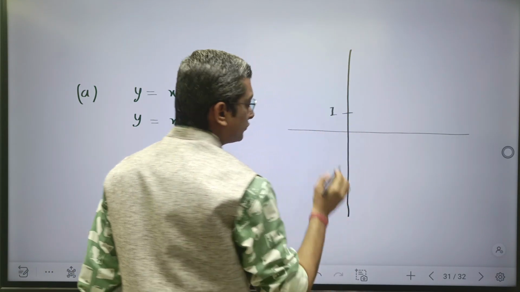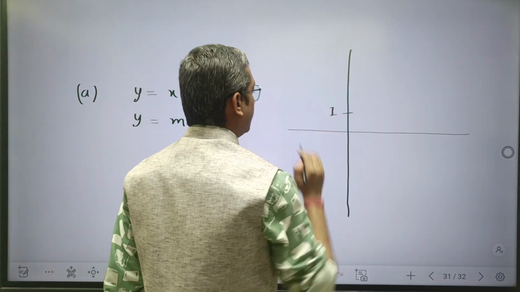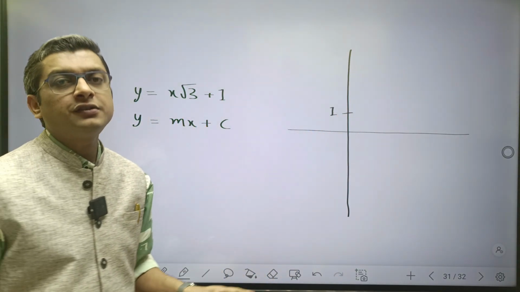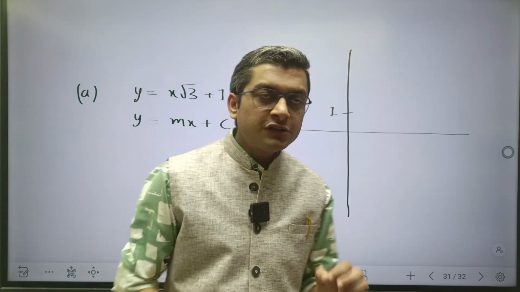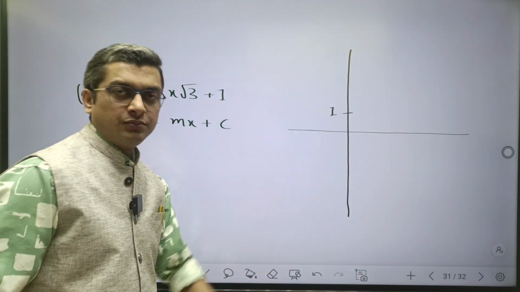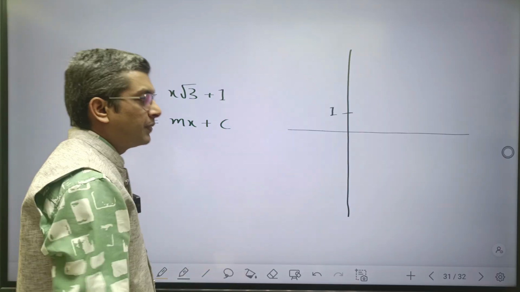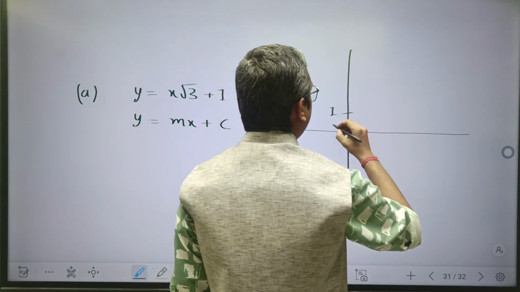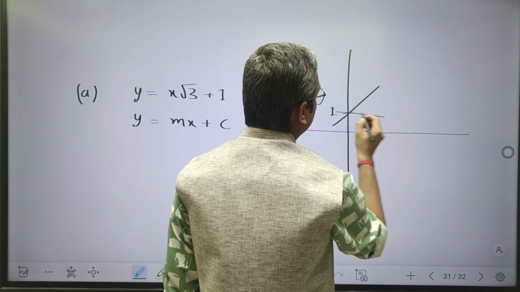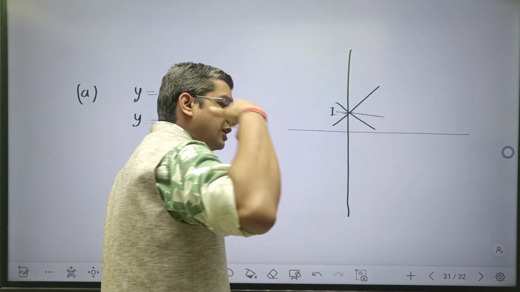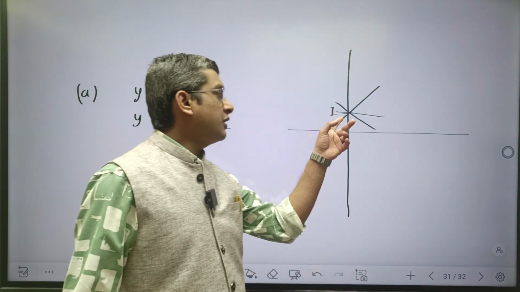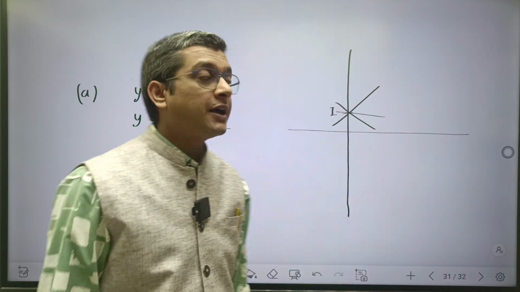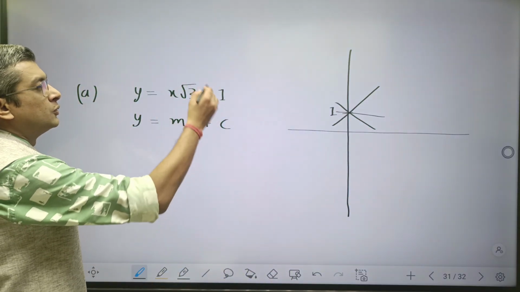So this is point 1. So the graph must pass through this point 1. Why? Because here c, the y-intercept, is 1. It means that the straight line must pass through this point 1, because c is equal to 1. This straight line which passes through 1 may have a slope like this, or like this, or like this. There are infinite number of lines which can pass through this point 1. But we have to select only that line whose slope is root 3.